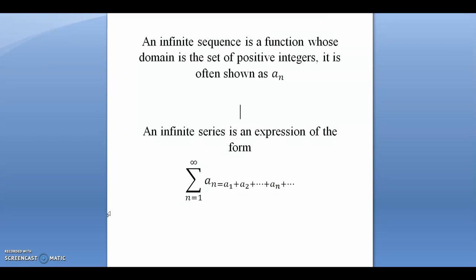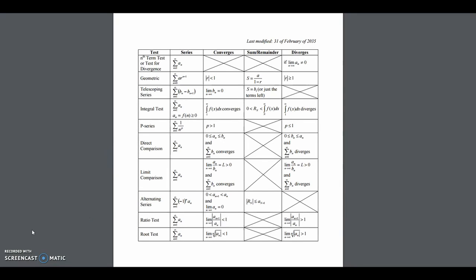An infinite sequence is a function whose domain is the set of positive integers. It is often shown as a sub n. An infinite series is an expression of the form sigma from n equals 1 to infinity of a sub n, equals a sub 1 plus a sub 2 plus a sub n. Here are all the tests used for numerical series.